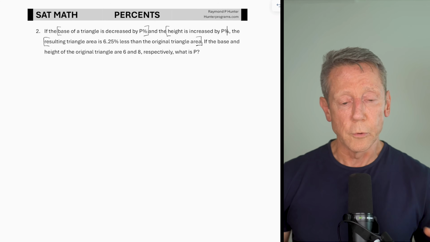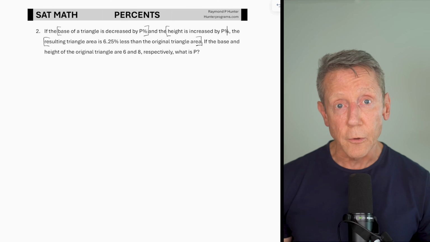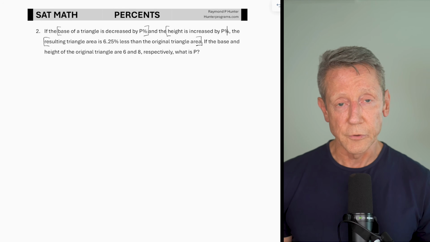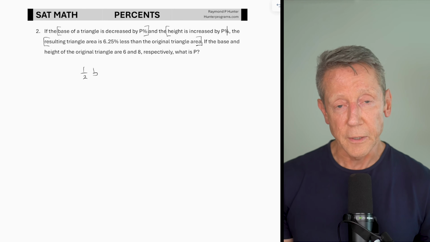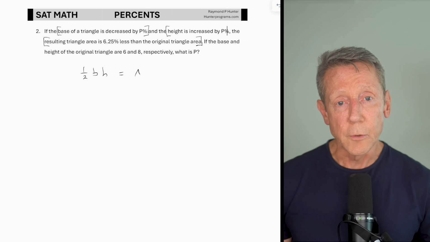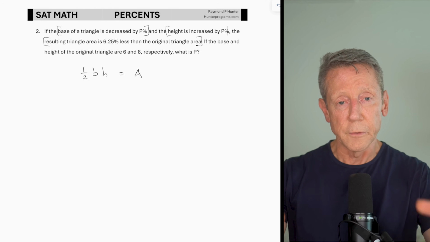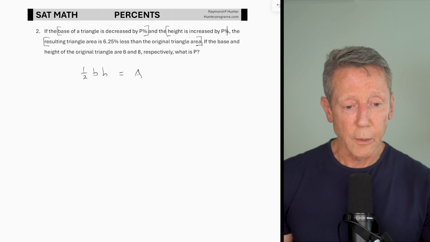So what do we do? I mean, what kind of equation do we set up? Well, what I'm seeing in two places is the area of a triangle. So I'm going to start by writing the area of a triangle formula. I'm going to write 1/2 base times height equals A. And then I'm going to start substituting in these parts that are in the square brackets. So as I'm working through this, I'm saying, okay, I got 1/2.